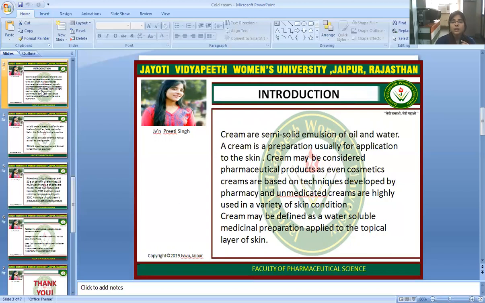So overall, the description of cold cream included the procedure, storage condition, and uses of cold cream. This is the complete protocol of the practical.